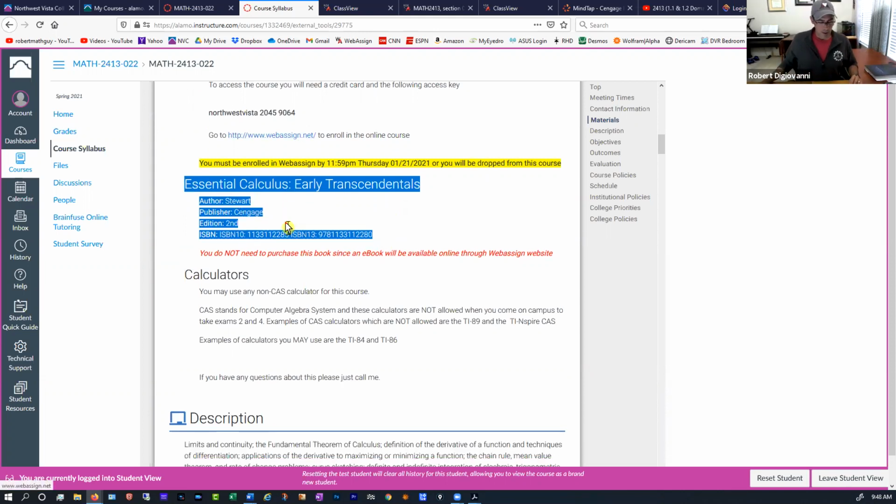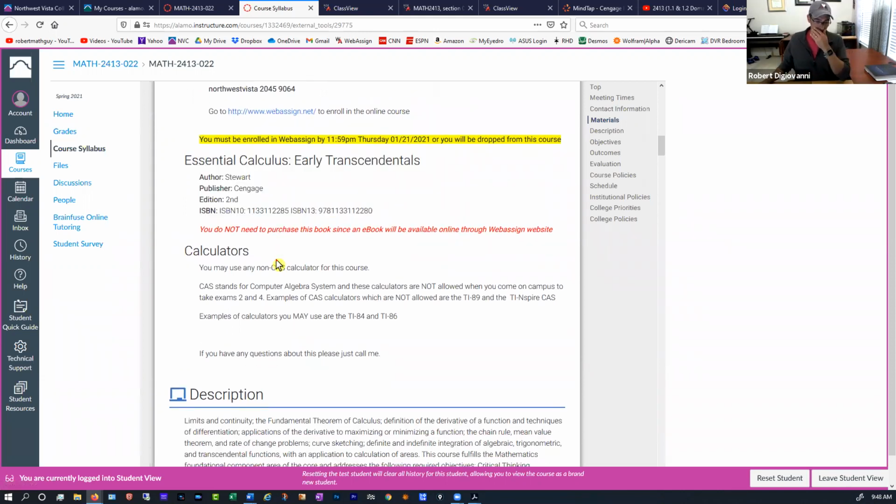Okay. Now, in terms of other materials you need for the class, you need a calculator. Now, I do have a restriction on the calculators. I suggest a graphing calculator, but you cannot use a computer algebra system calculator. So you can't use the TI-89 or the Inspire CAS calculator. So they can't have a computer algebra system on them.